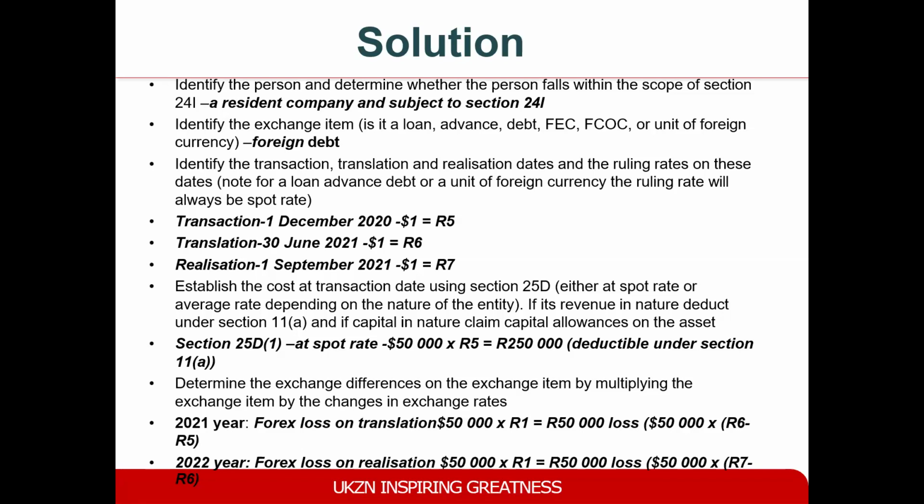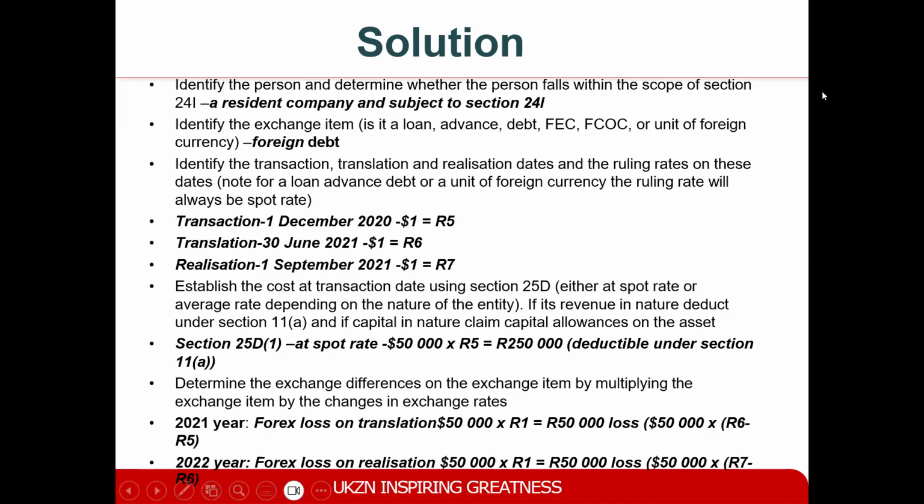Determine the exchange difference now on the exchange item by multiplying the exchange item by the closing spot rate. When do we do that? At translation date. When is the translation date? It's June. Now it's no longer 5, as you can see, they are saying 1 rand difference. Why? Because you've got your 6 rands, which is now 6 rands minus 5, then it's 50,000 loss. Now we have a loss that we've made, which is 50,000.